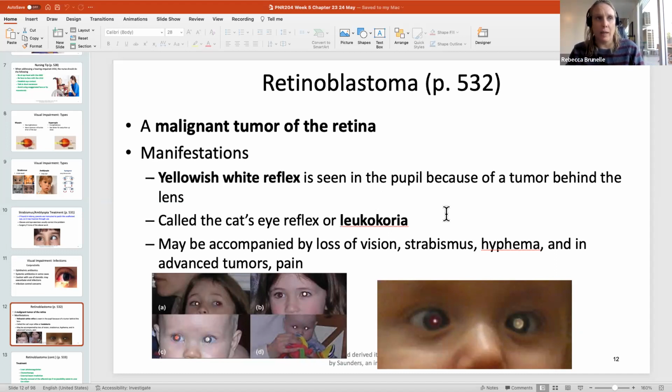And so it's one of those things that you need to make sure you don't always pick up on everything when they're in for their well child check. So if the parents ever say anything about the pupil looking funny or being like this weird cat eye look, you need to make sure you take the parents seriously, because this is a type of cancerous tumor that kids can have.